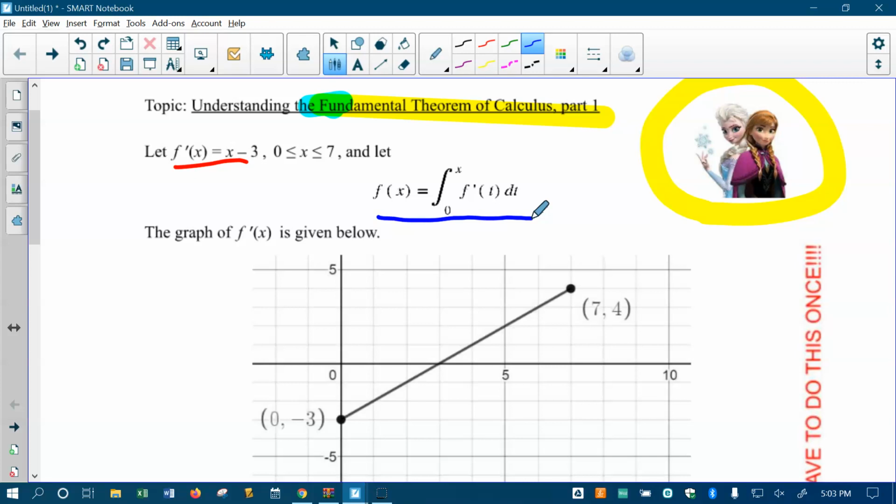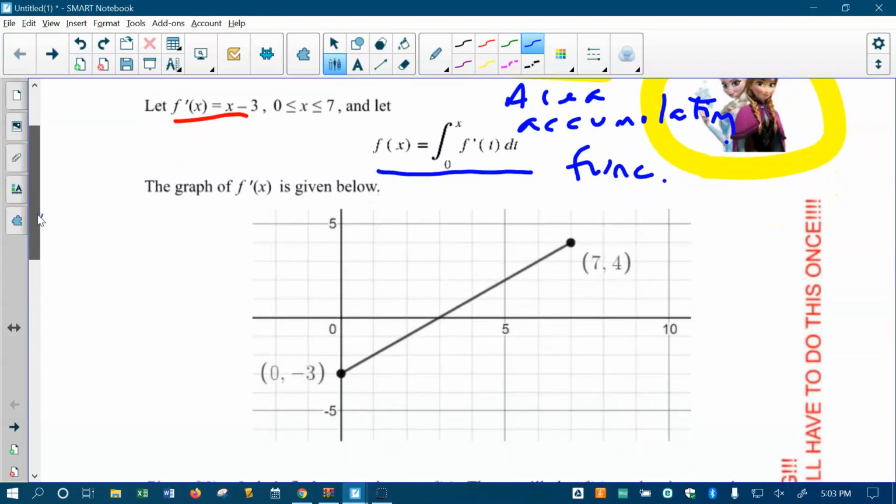The first thing that you should know is that this is called an accumulation function. It's an area accumulating function. You'll notice also that my handwriting is not as good as Ms. Schwartz's, so too bad. Okay, this is an area accumulating function. And what that means is, given this graph, I can actually find some values on f of x based on this little equation that I have. And we're going to do that on the next slide.